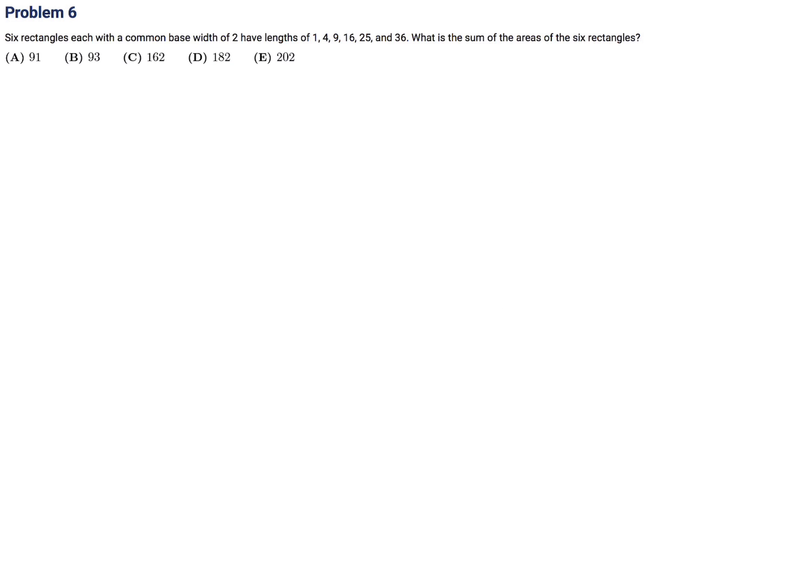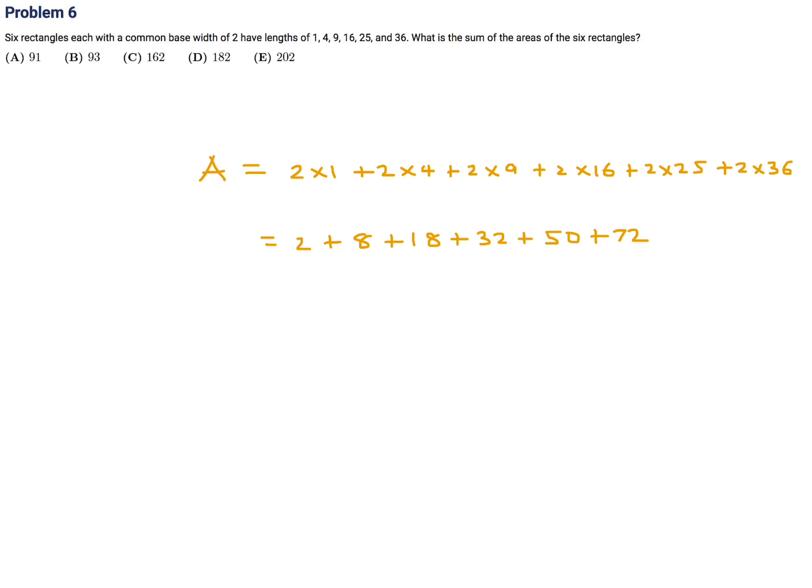6 rectangles, each with a common base width of 2, have lengths 1, 4, 9, 16, 25, and 36. What is the sum of the areas of the 6 rectangles? Well, the areas, of course, are length times width, so we have 2 times 1 plus 2 times 4 plus 2 times 9 plus 2 times 16 plus 2 times 25, and then finally 2 times 36. So this is 2 plus 8 plus 18 plus 32 plus 50 plus 72. And that totals 182. So number 6, the answer is D.